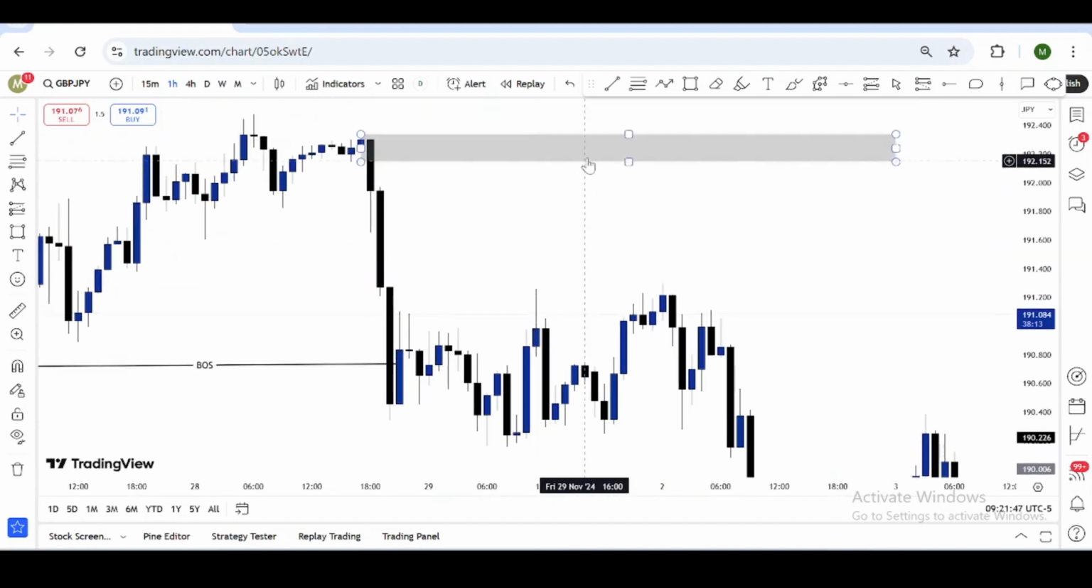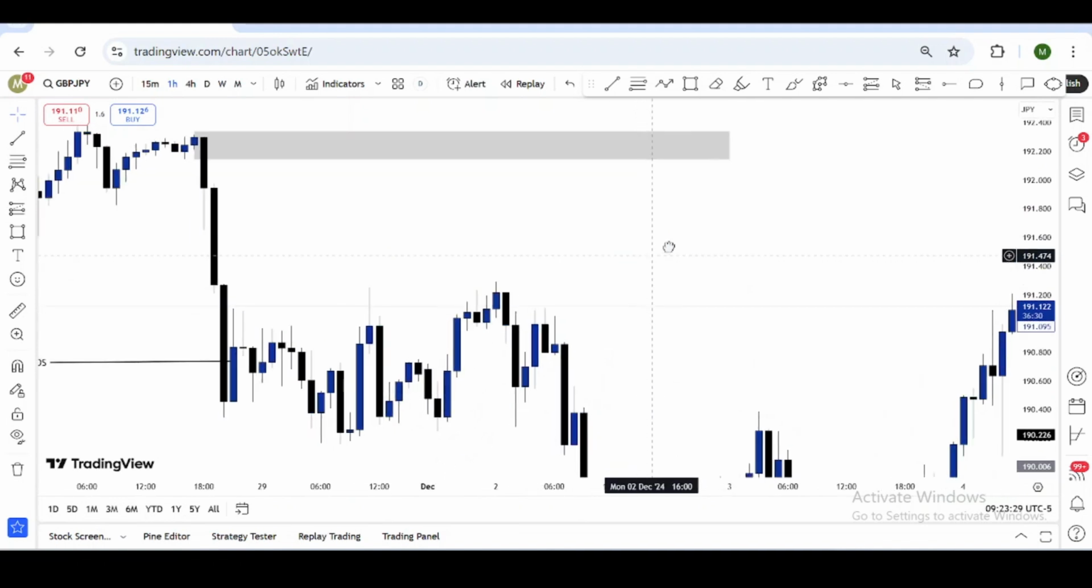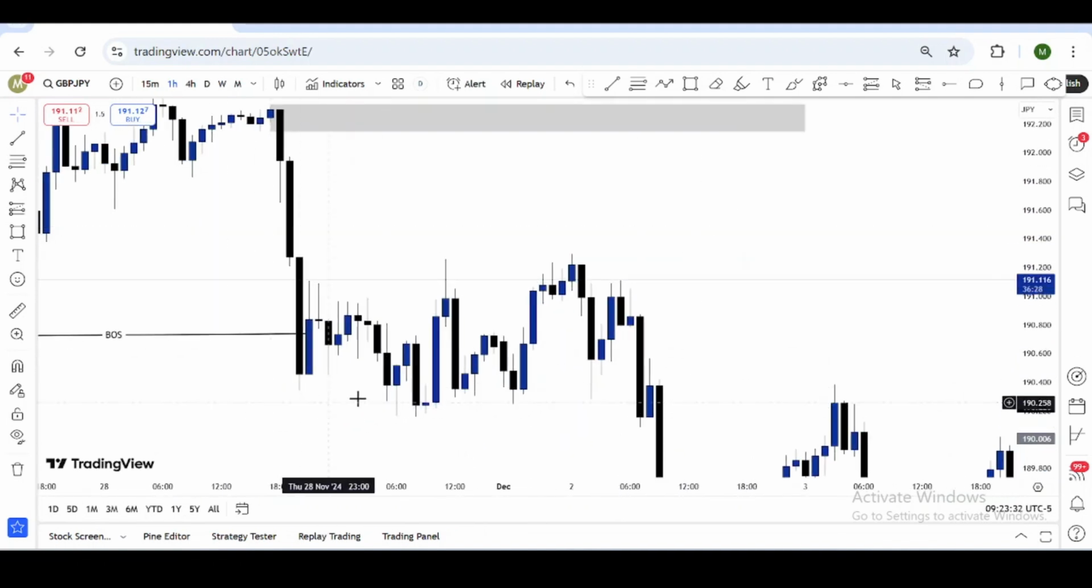Okay, so here price did not get to this point, but this particular order block is valid also because it has an imbalance close to it. You can see all this imbalance here that price left behind. Okay, so now let's map out another order block.